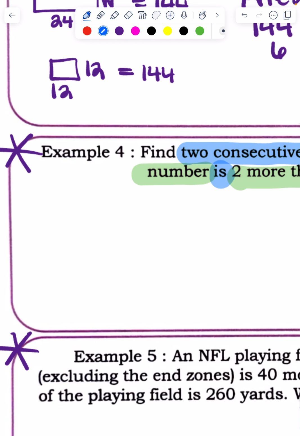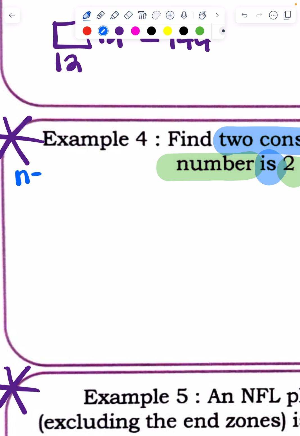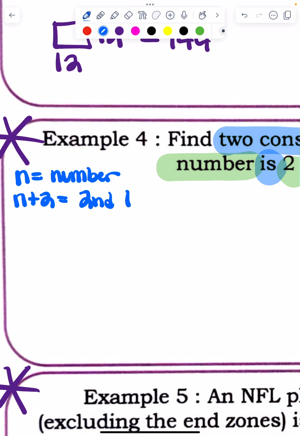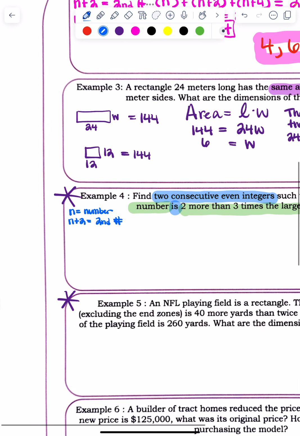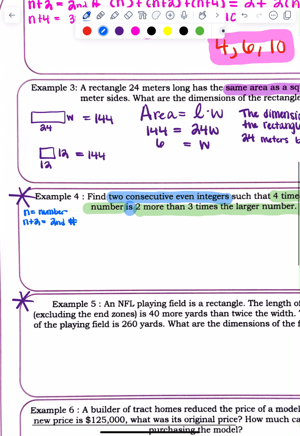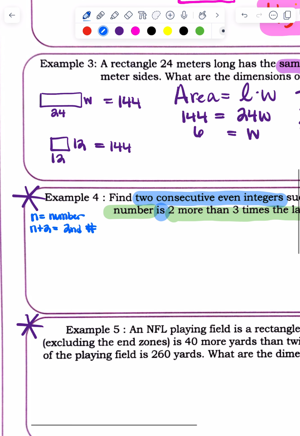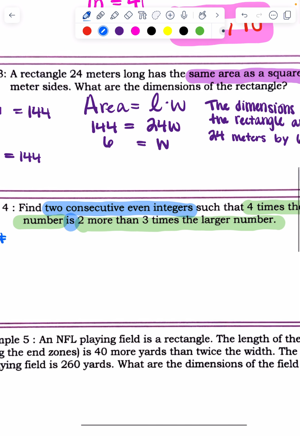So if we have n equals a number, then we're going to have n plus 2 equal that second number, because this time we only have 2, and it is even still. Even if it was odd, remember, even is every other, and odd is every other as well. So it'd be the same regardless if they ask for even or odd. Don't let odd freak you out when you do see it.